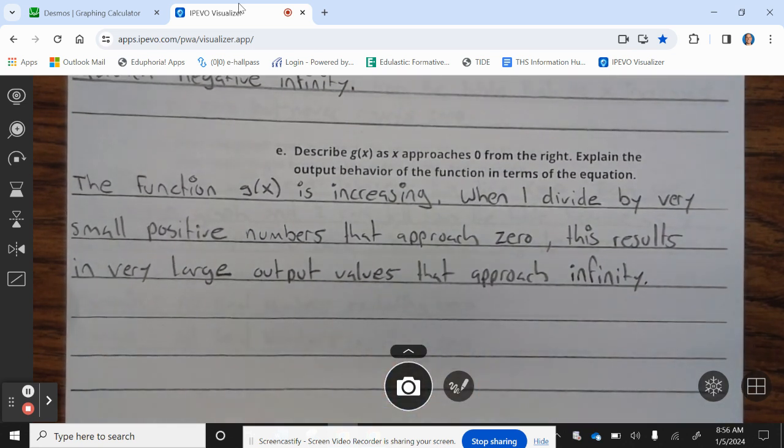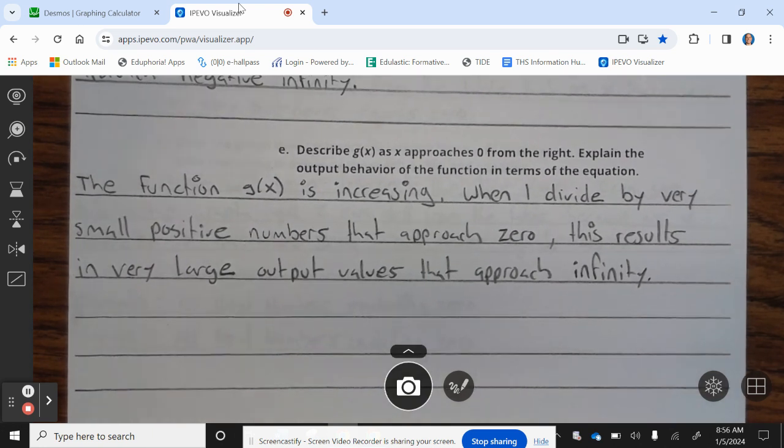E. Describe g of x as x approaches 0 from the right. Explain the output behavior of the function in terms of the equation. The function g of x is increasing. When I divide by very small positive numbers that approach 0, this results in very large output values that approach infinity. Let's take a look at the next slide.